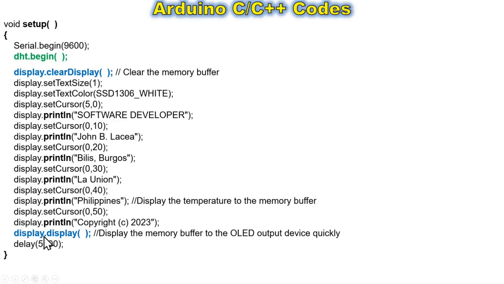The command display.display will display the memory buffer to the OLED output device quickly. This is a double buffering technique to reduce screen flickering. This will display the profile of the software developer. Finally, it will pause for 5 seconds, and that is enough to read the contents of the OLED display.